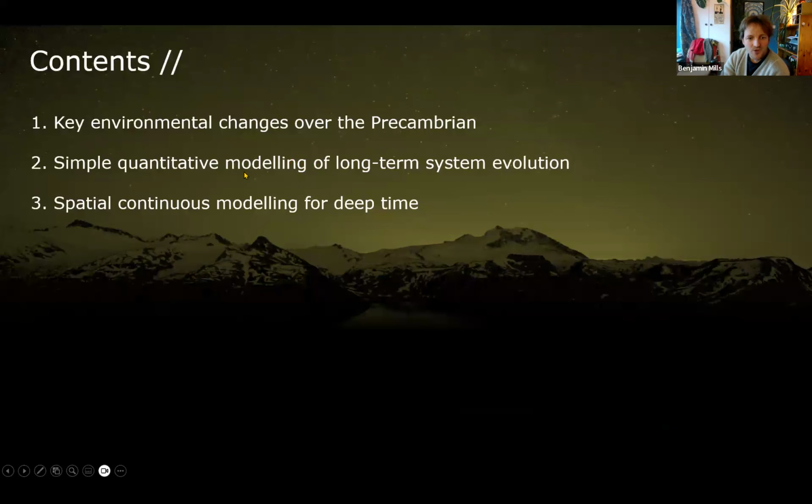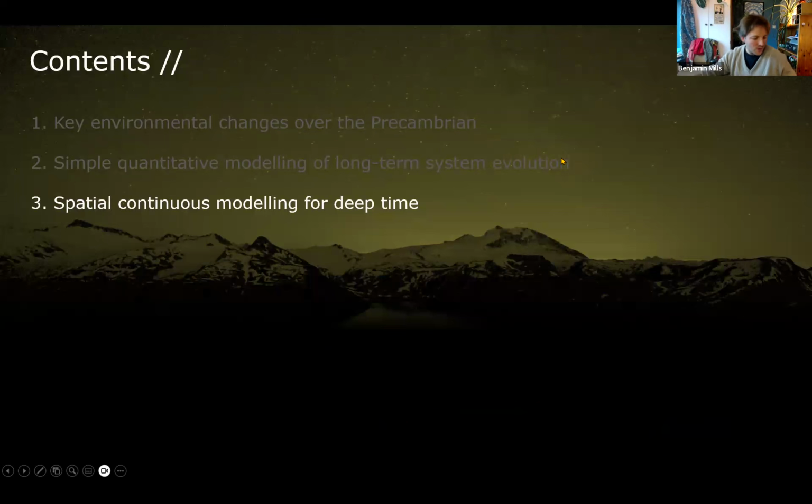So that was our simple quantitative modeling of the long-term system evolution. I think we're getting there with this now. We have these simple box models that can do a lot of stuff that seems realistic in the carbon, oxygen, and phosphorus cycles over very long time periods.